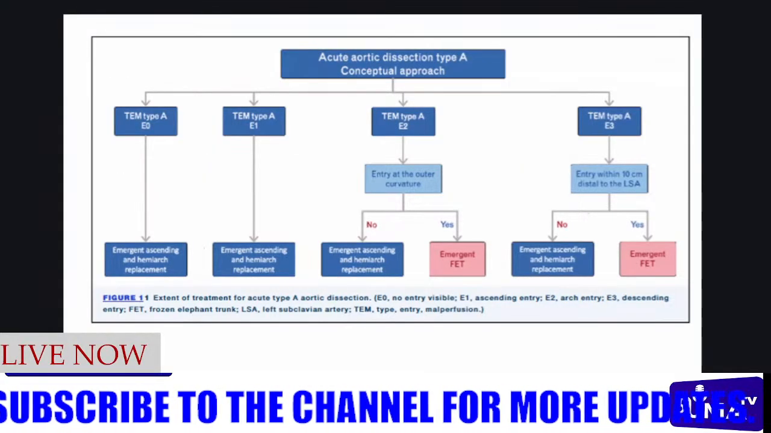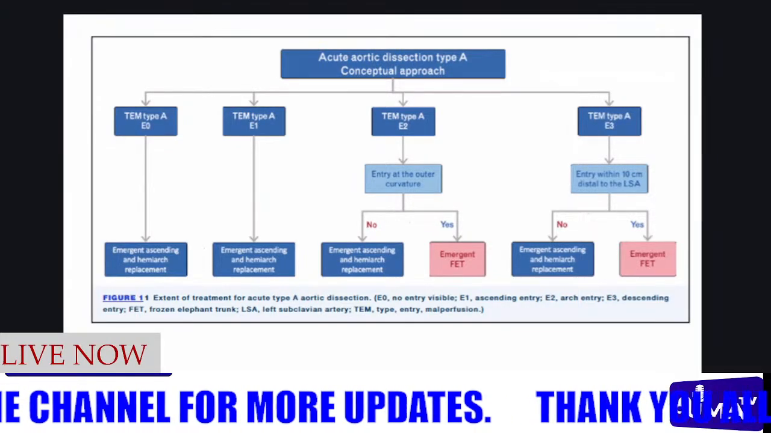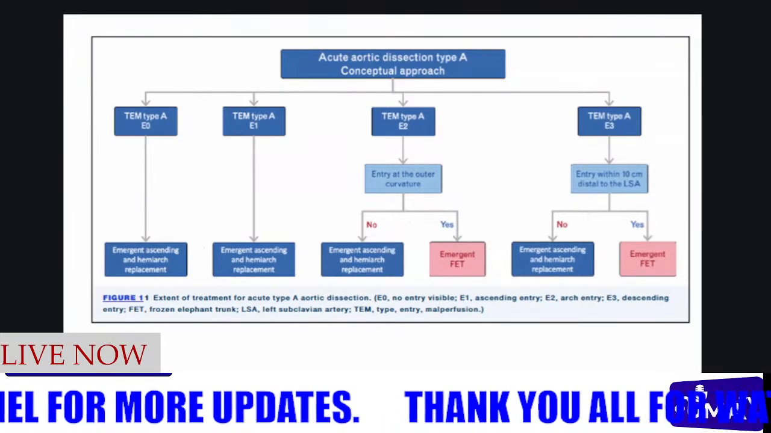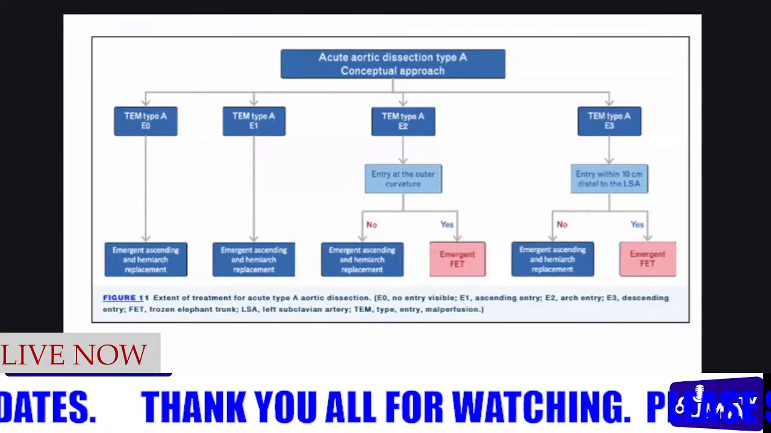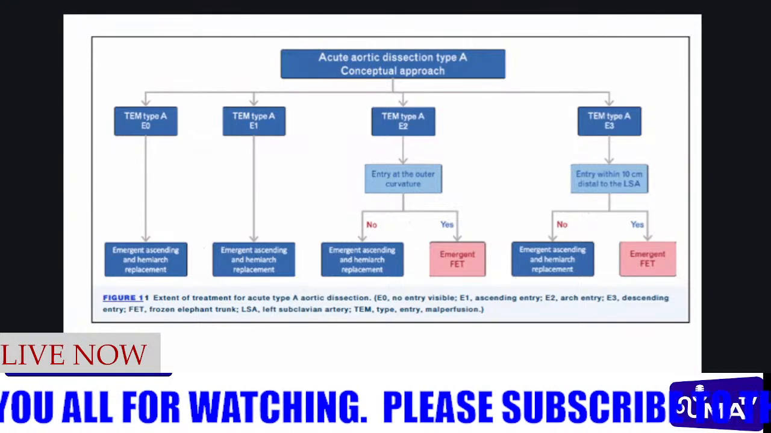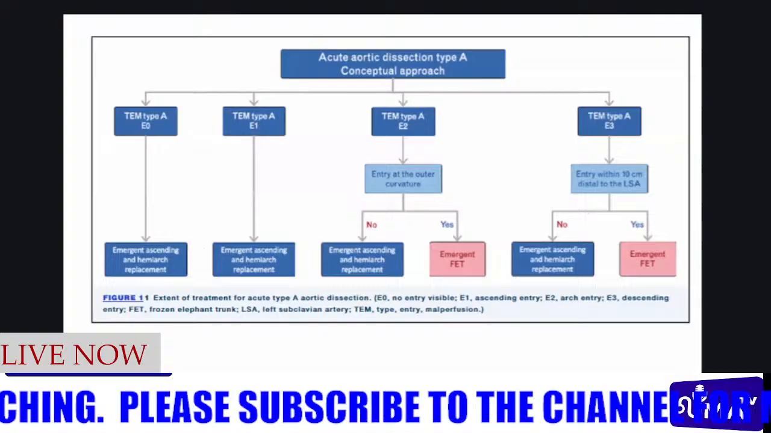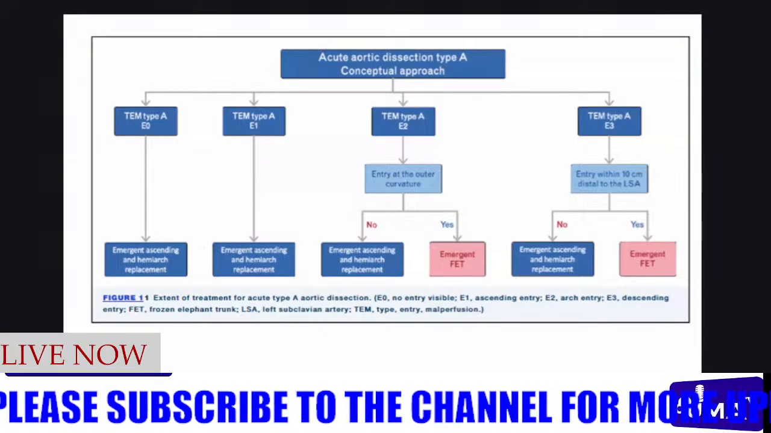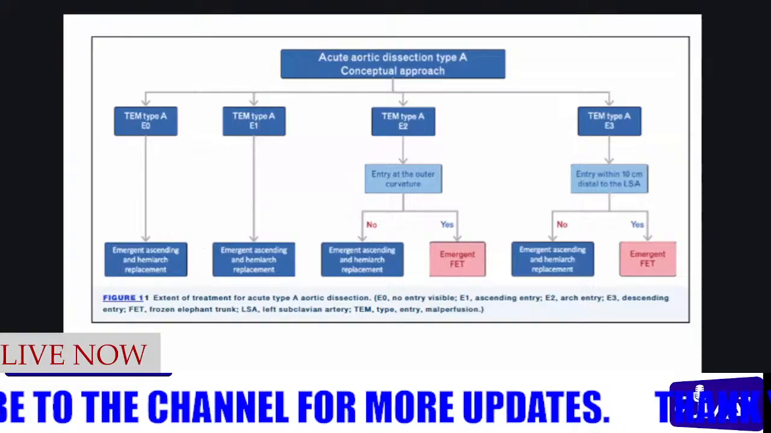Approach to management. The assumption is every Stanford A dissection is surgery, but the TEM classification further separates different patients according to the point of entry, according to presence of malperfusion. But generally speaking, Stanford A is surgical management. So what type of surgery is there is now the question.